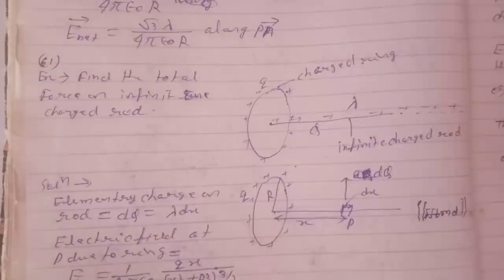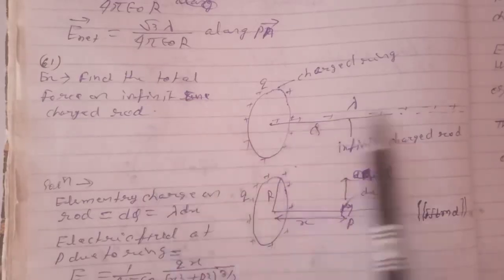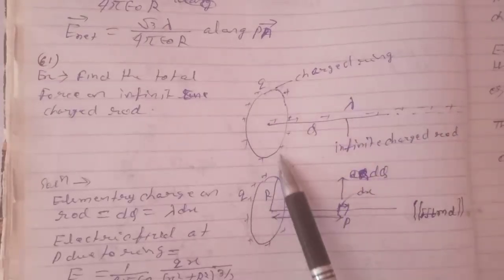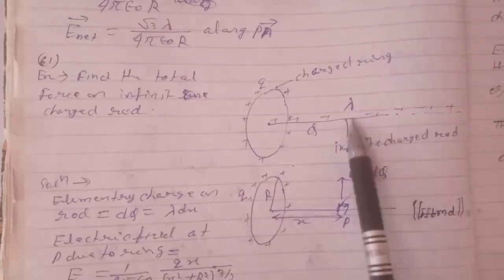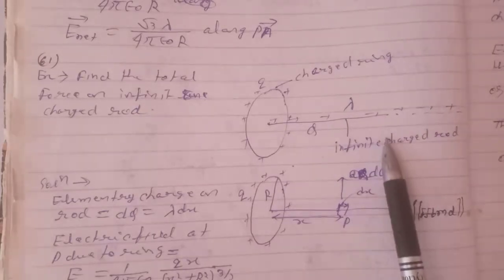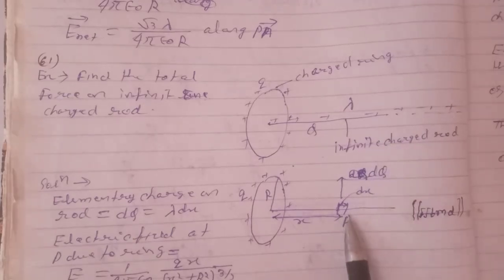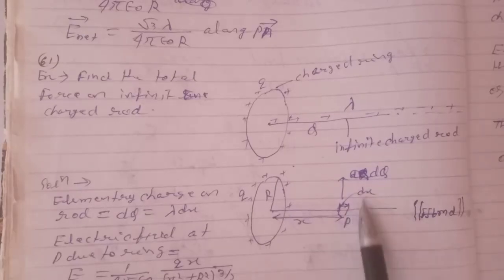Next, find the total force on the infinite charged rod. This is an infinite charged rod, and we have to find the total force. This is a charged ring, with charge Q, and here only the linear charge density is given. So to find the force, first we have to take an elementary charge at this point, and then we use the electric field at a distance x on the axis of the ring. Multiplying this charge with the electric field will give the force.